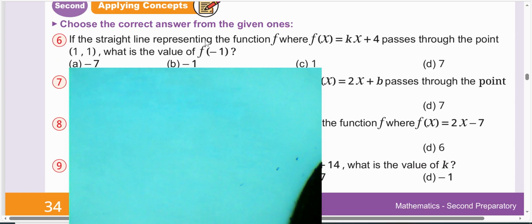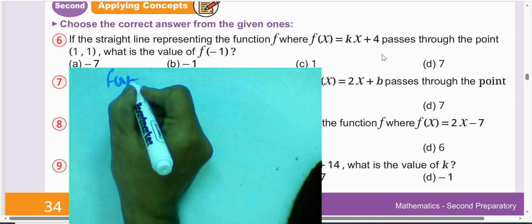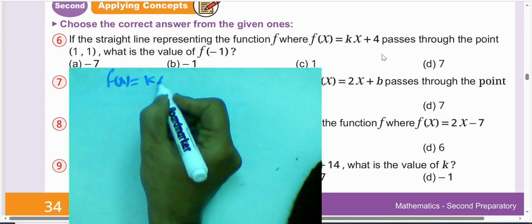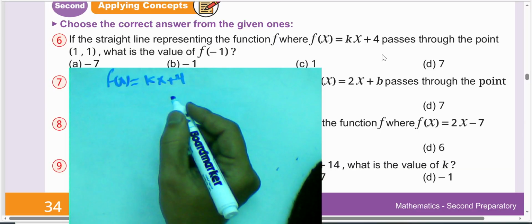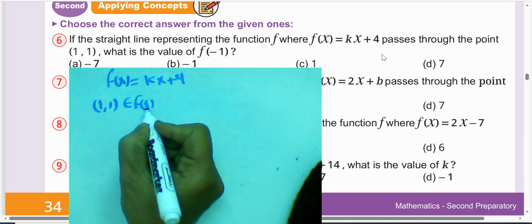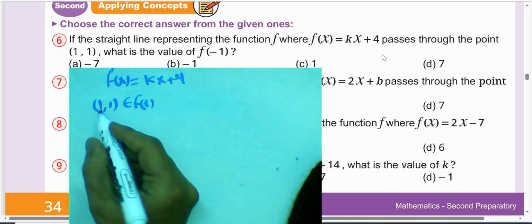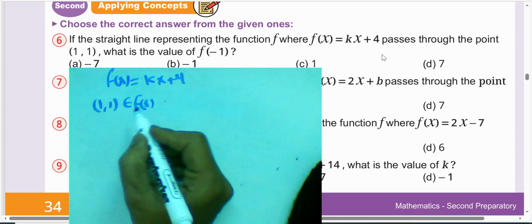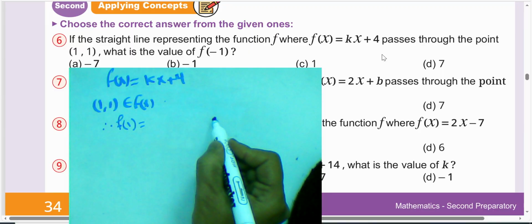If the straight line represents the function f of x equal kx plus 4, passing through the point 1 and 1, then 1 and 1 satisfies the function f of x. What is the value of f of negative 1? First step, we can put x equal 1 and y equal 1. Then f of 1 will be 1.